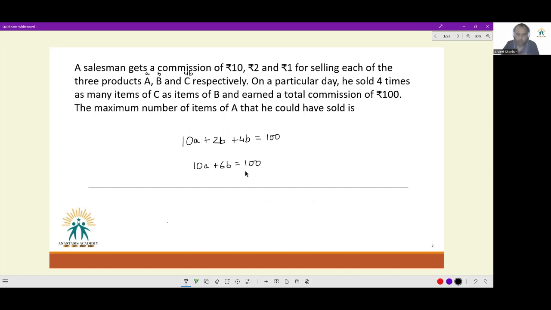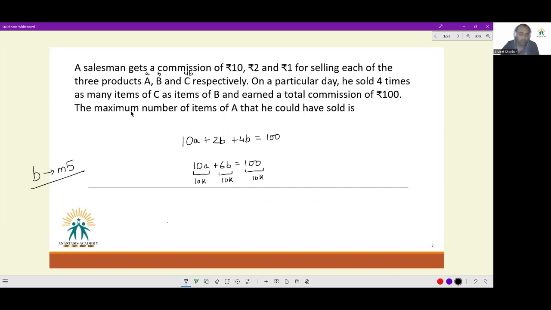Now see this wonderful thing. This is a multiple of 10. This is a multiple of 10. So by extension, 6b should be a multiple of 10. In order to be a multiple of 10, you need a 2 and a 5. 2 is already present in 6. So can I say b has to be a multiple of 5? B has to be a multiple of 5.